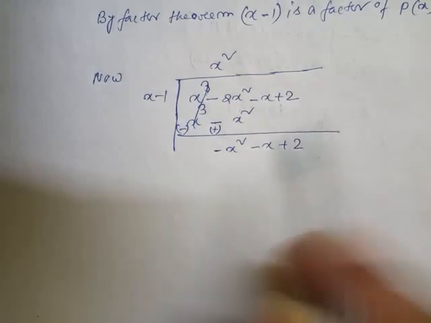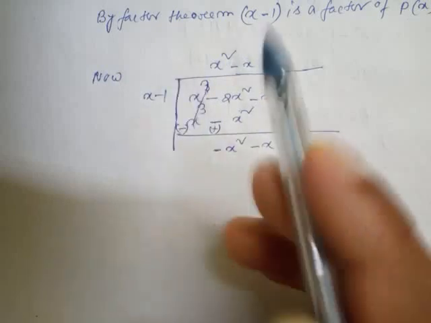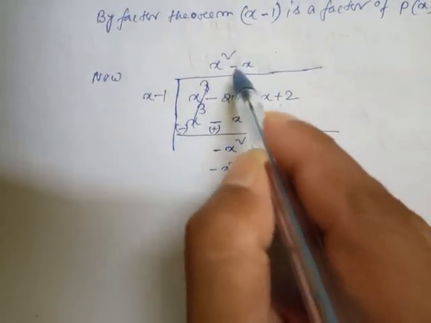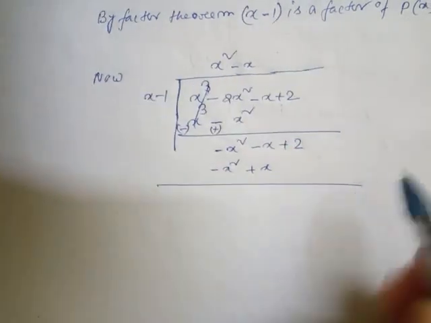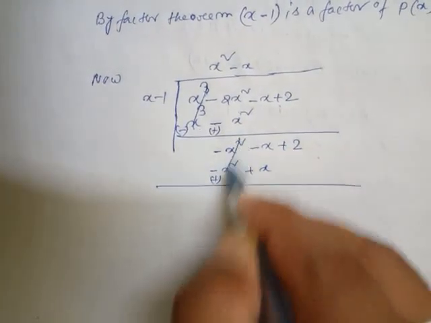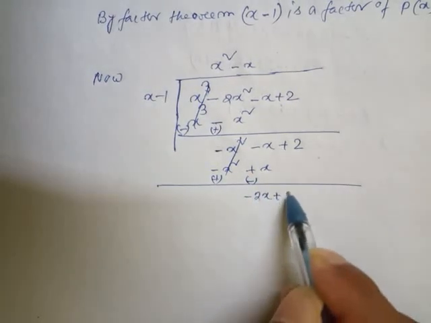Now look again, there is minus x square, we'll put here only x. Minus x into x means minus x square. Now minus minus plus, and there is x only. Minus minus plus, x1 is the x. Now look, sign will change, this becomes plus, cancel, and this becomes minus. So there is minus twice x, then plus 2.